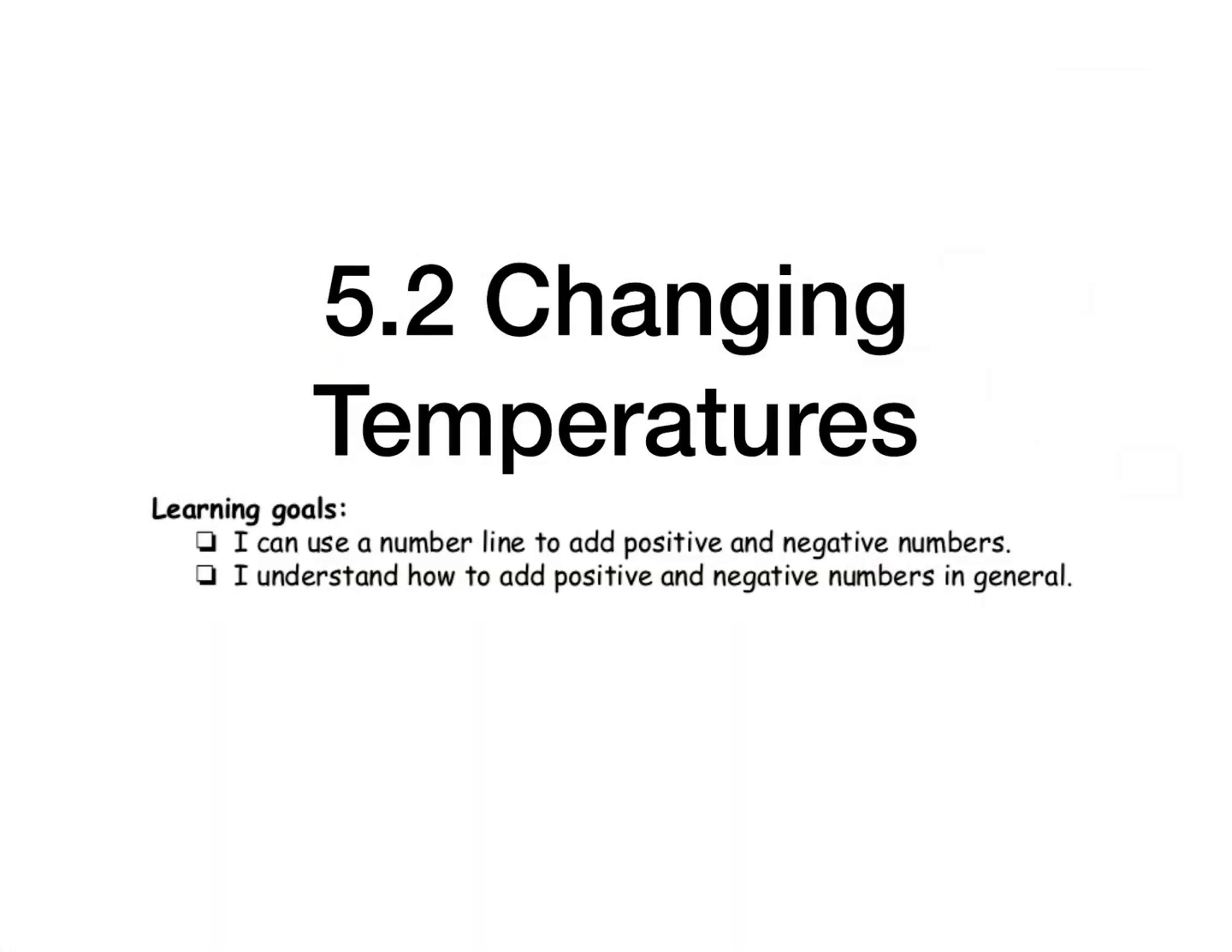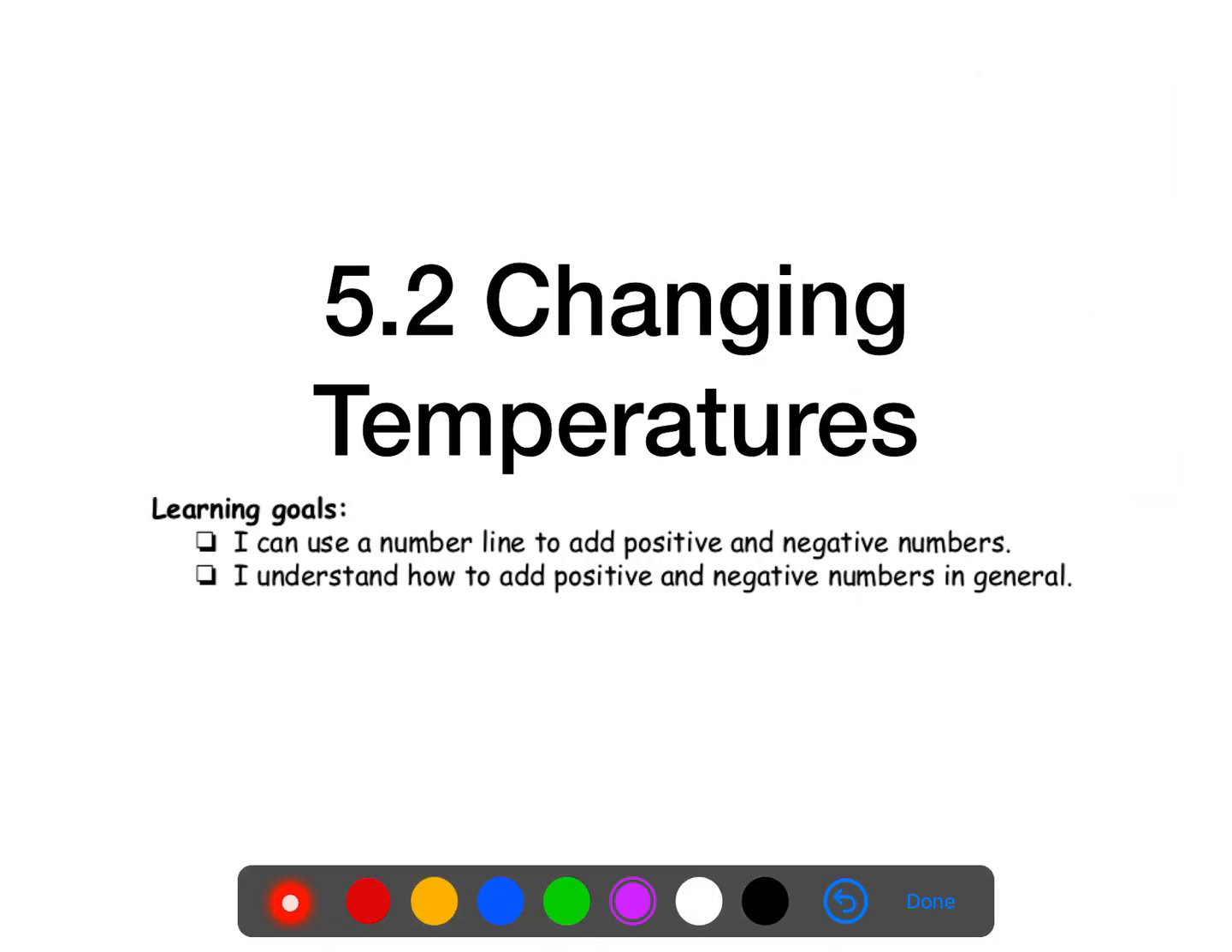Hey everyone, today we're starting lesson 2, which is on changing temperatures. And for most of the examples today, when we look at our learning goals here, it talks about using a number line to add positive and negative numbers. Since we're talking about temperatures, I would say that using a vertical number line like we did in yesterday's lesson is probably a pretty good strategy for that.